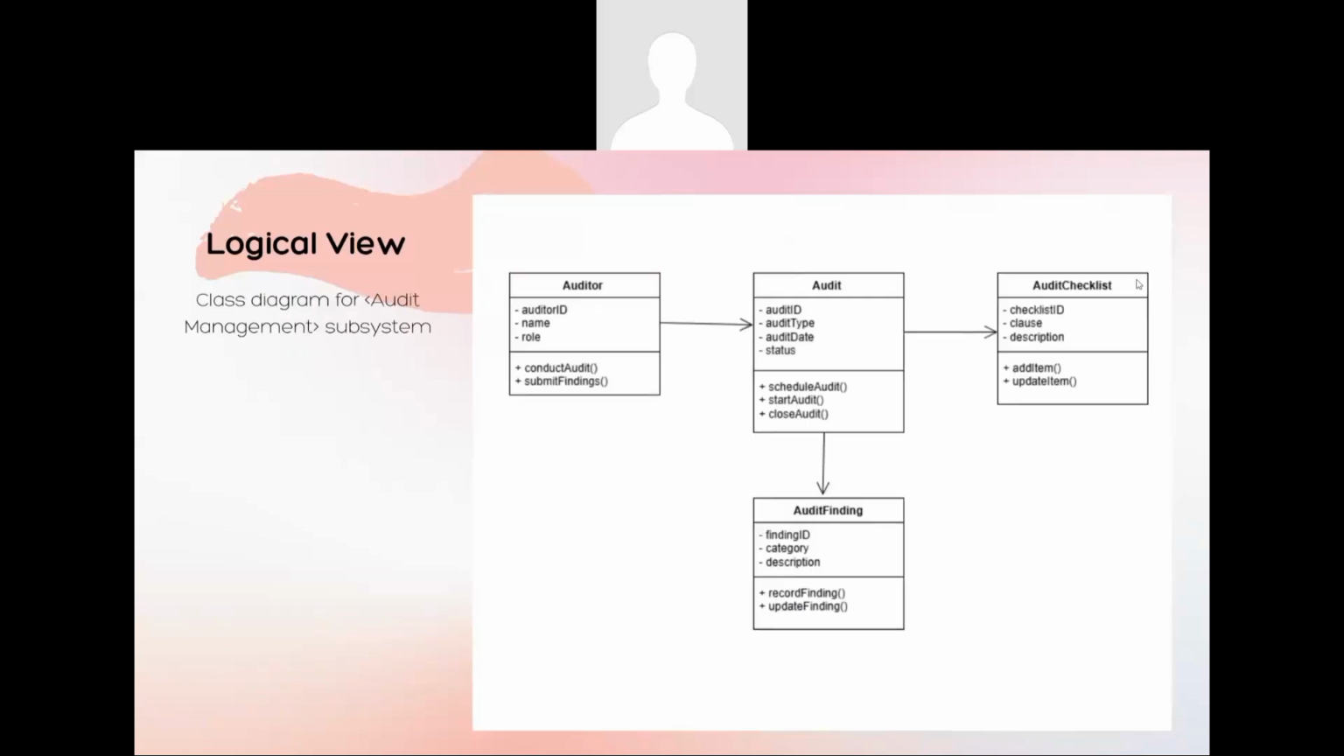Okay. So this class diagram shows the audit management subsystem. The audit class represents an audit session, including its type, date, and status. It controls the audit lifecycle from scheduling to closing. And the audit checklist class contains audit criteria and ISO clauses used during the audit to ensure compliance is properly evaluated. During an audit, findings may be identified.